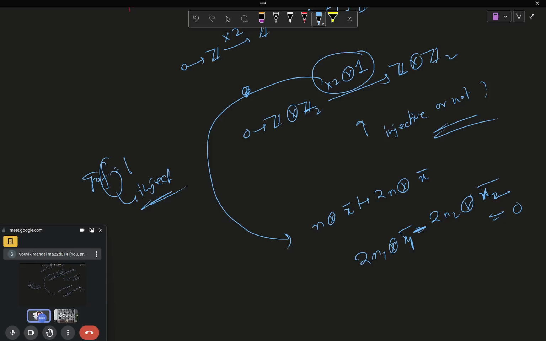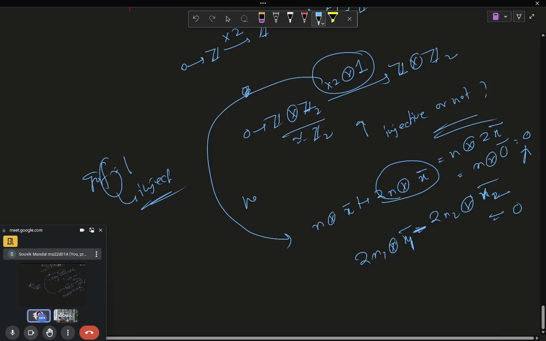Okay, so that's possible. So observe one thing, 2 tensor x bar, correct? This can be written as x tensor 2x bar, right? And we have Z2, so it is 0. So this whole thing is 0, correct? It is the property of the tensor. So this map is actually a zero map. But Z2 is isomorphic to Z2, correct? So it is not injective, right? Is it clear? Yes.